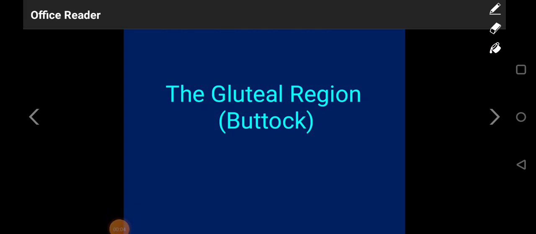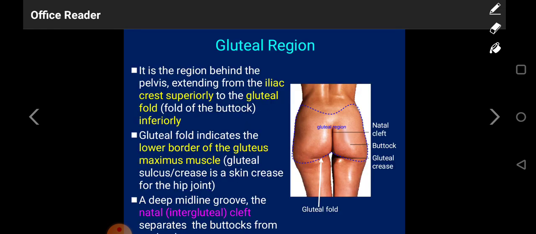Here I am going to tell you about the anatomy of the gluteal region. Gluteal region is also known as the buttocks. It is the region behind the pelvis, extending from the iliac crest superiorly to the gluteal fold, that is the fold of the buttock inferiorly. The diagram is showing you the gluteal region.